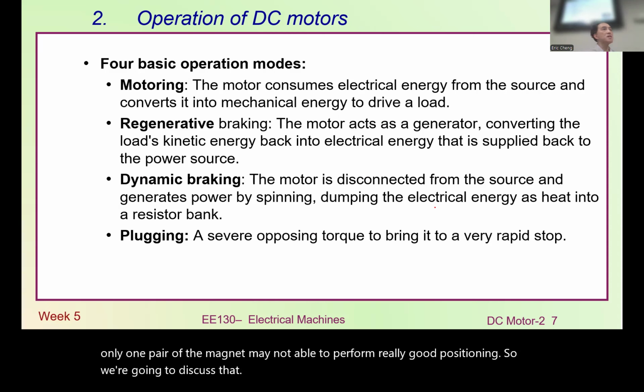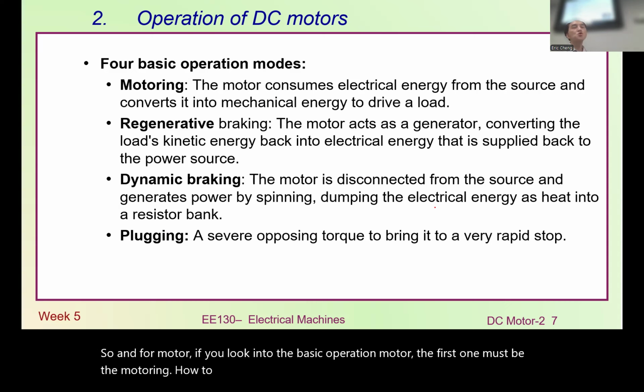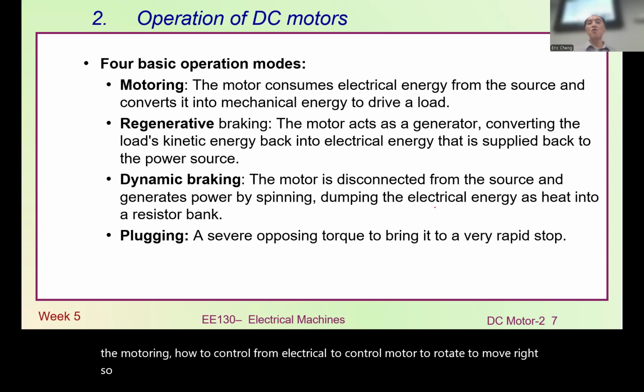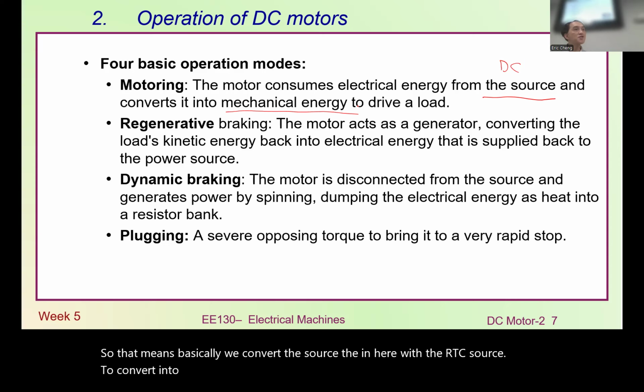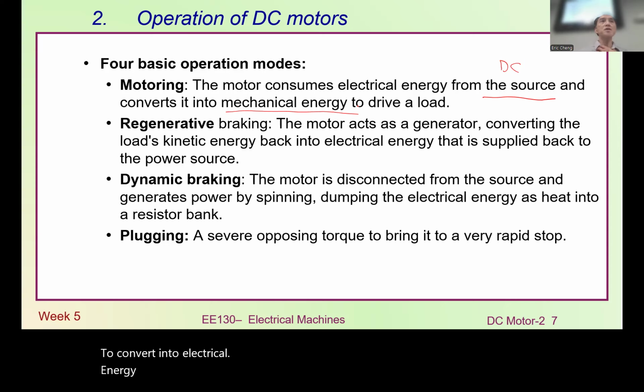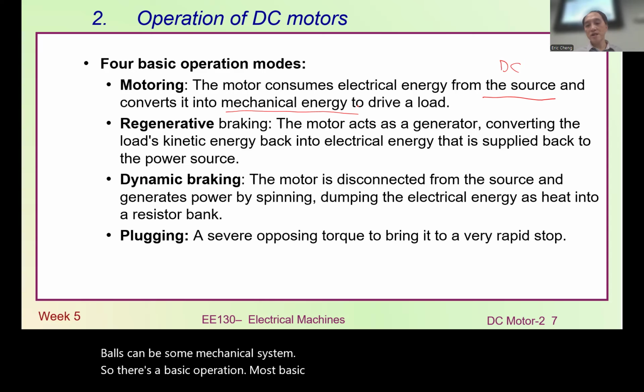So, for a motor, if you look into the basic operation, the first one must be the motoring, how to control, from the electrical side, the motor to rotate, to move, right? So that means basically we convert the source, in here the DC source, into electrical energy to drive the load. The load here can be an electric vehicle, a gearbox, or some mechanical system. So that's the most basic operation, called the motoring.